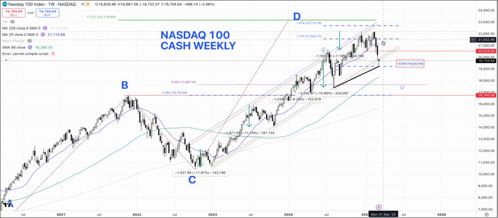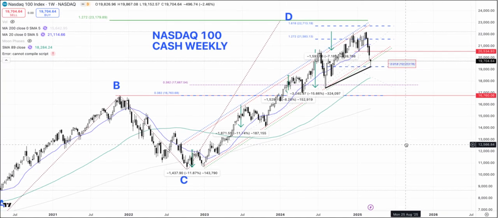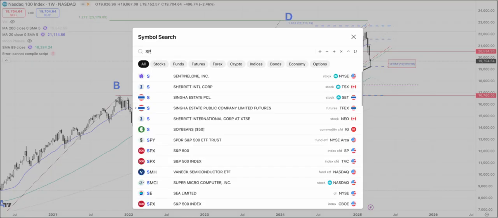So maybe the market actually makes an attempt towards this as well. We'll have to wait and see. But the signal that we have seen on the daily chart, I think we'll just view the price action in a very careful manner. Now let's take a look at this on the SPX.